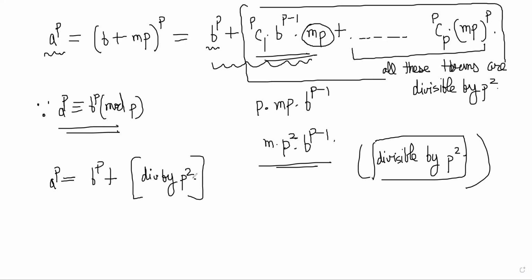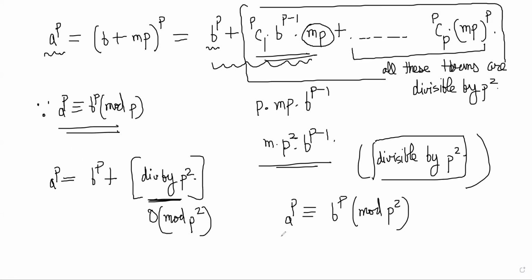Now, from here, it follows that this is 0 mod p square, right? Since from the second term onwards, everything is divisible by p square, it must be 0 mod p square. So that means if you take mod p square on both sides in this equation, it is guaranteed that a power p is congruent to b power p mod p square. Why is it guaranteed? Because you have an equality and these terms are anyway divisible by p square, so they will give 0 mod p square if you take mod on both sides.